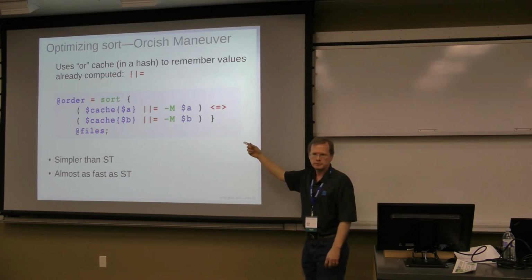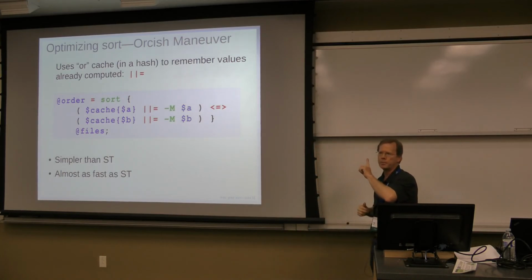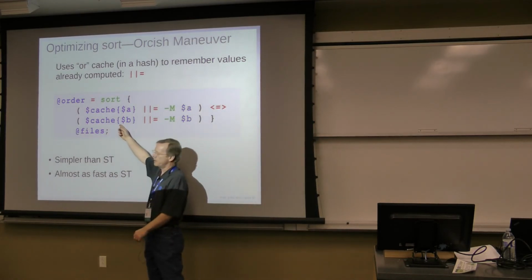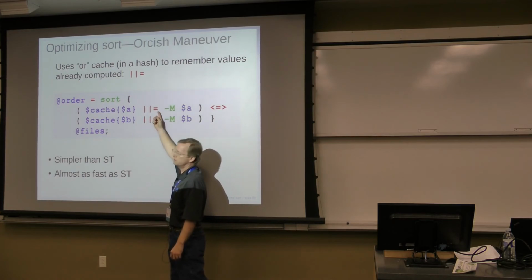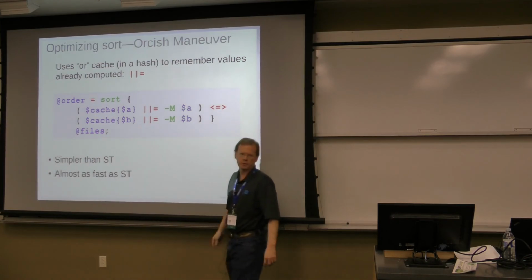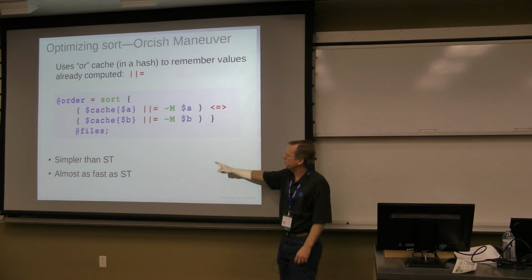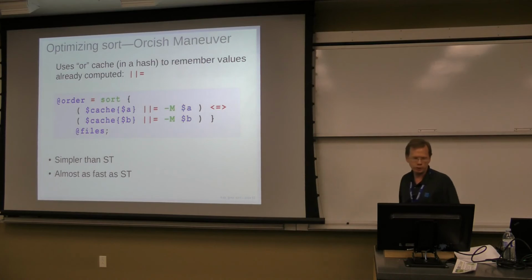The Orcish maneuver is similar to the Schwartzian transform in that it's performing the operation that we're comparing against once, but instead it's saving it in a hash, which we're calling cache, and we're using the OR, and that's where the name comes from. It's an OR cache, so they decided to call it the Orcish maneuver. It's popularized by Joseph Hall. It's a lot simpler to code than the Schwartzian transform. It doesn't have quite the performance of the Schwartzian transform, but it's still pretty good.